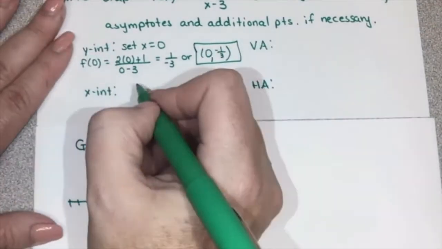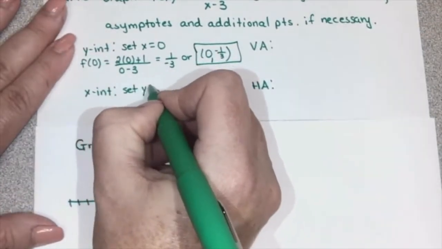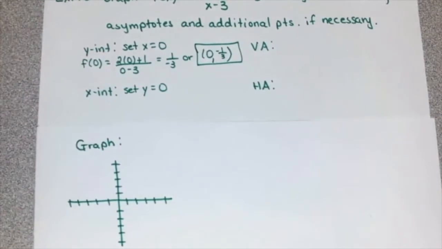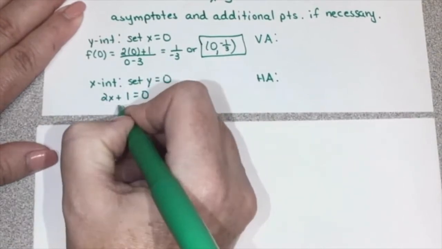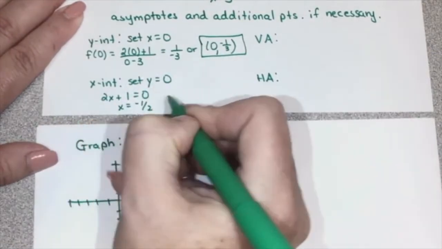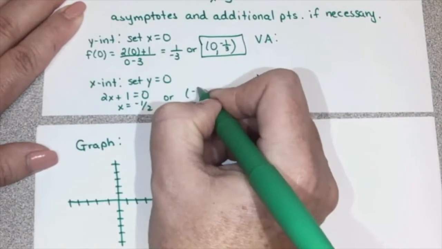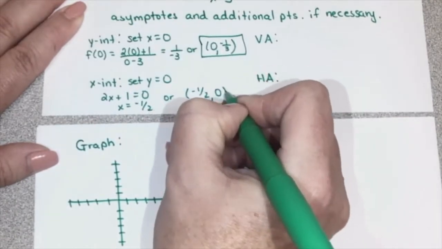What about x-intercept? You set y equal to 0. More specifically, you set the what equal to 0? Numerator. So you're going to say 2x plus 1 equals 0. So you're going to get x equals negative 1/2. But how I'm going to want you to write it is negative 1/2, comma 0.